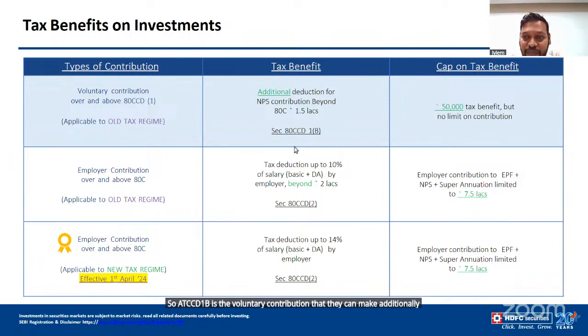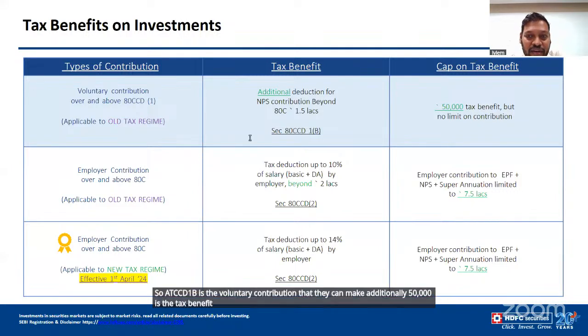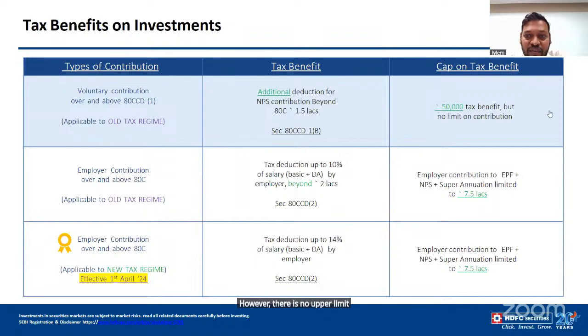50,000 is the tax benefit that they can avail of in a financial year. However, there is no upper limit on how much an individual can contribute. Now, this is applicable only in the old tax regime.